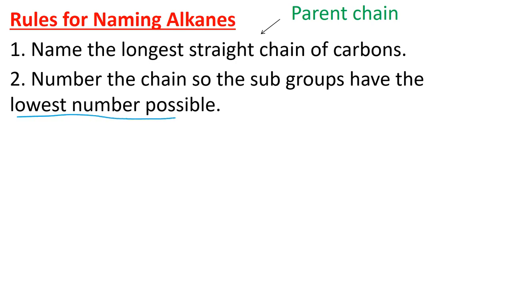Number 2, we're going to number the chain so the subgroups have the lowest number possible. We haven't really come across this lowest number possible, but we want to number our chain so we get these subgroups to have the lowest numbers. Let's investigate an example, and we're going to come back and we're going to end up with 5 rules. So give yourself some space on your paper as you copy these down.